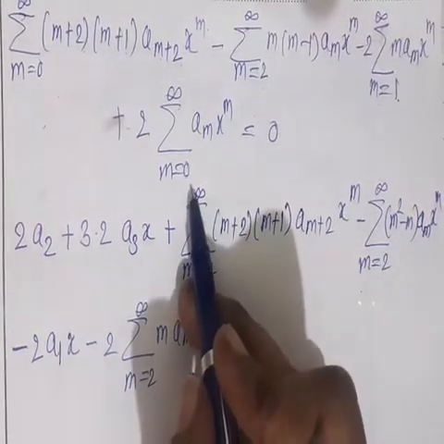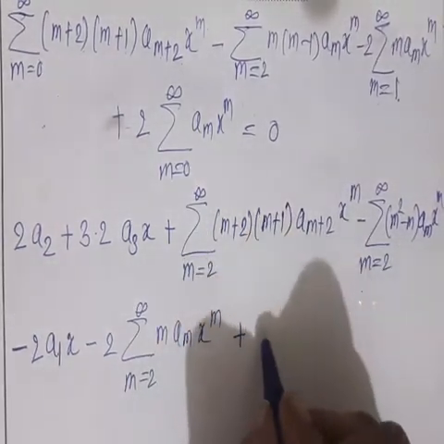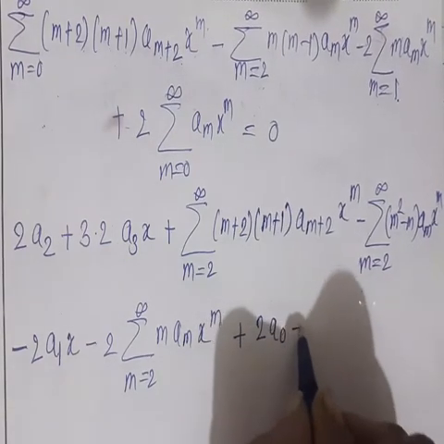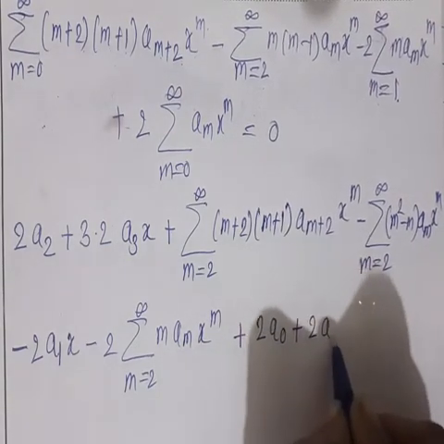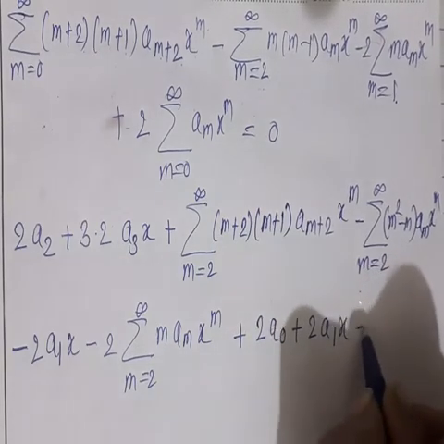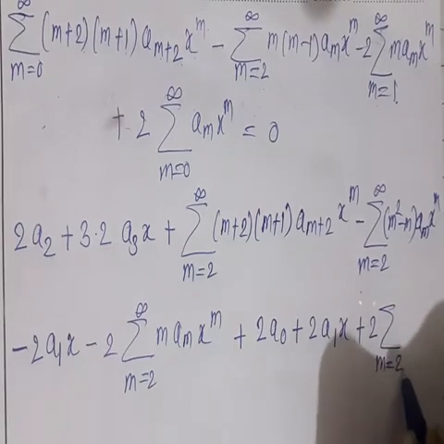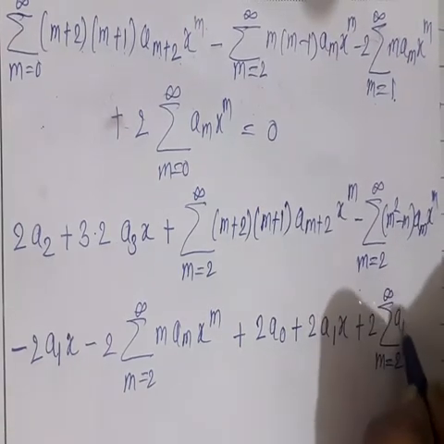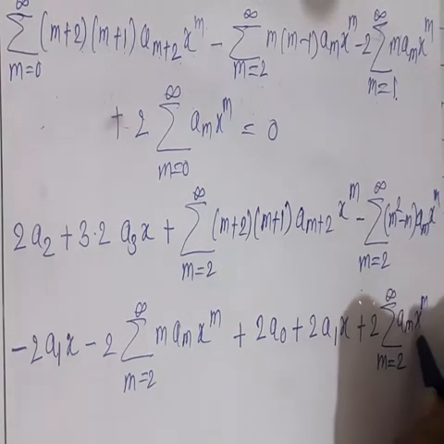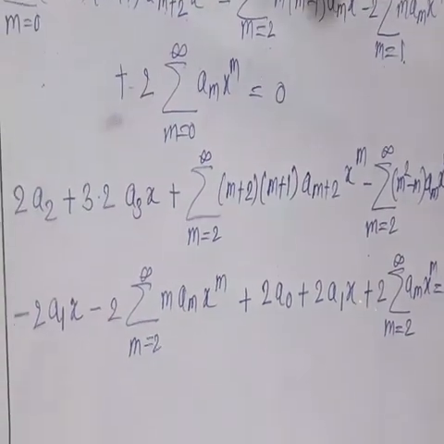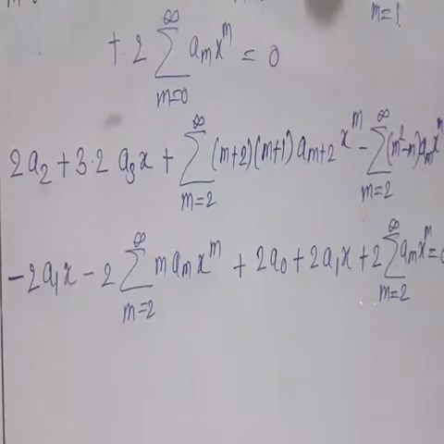now the last term starts from 0, so put 0 and 1, so it is 2a0 plus 2a1 x plus 2 summation m is equal to 2 to infinity am x to the power m, it is equal to 0.